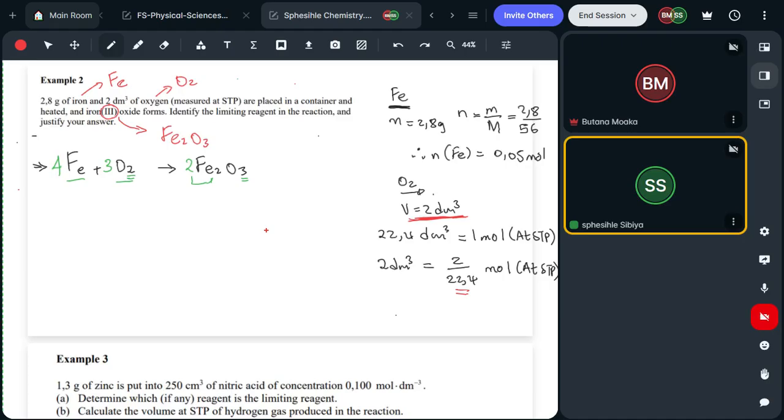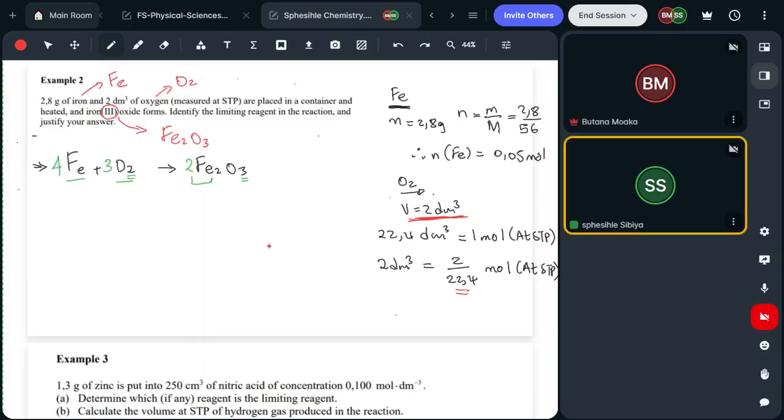But why didn't you do the same thing for iron? For iron we have the mass. We don't have the volume for iron at STP. Oh, I see. We have the mass, so we can find the molar mass and calculate the number of moles.